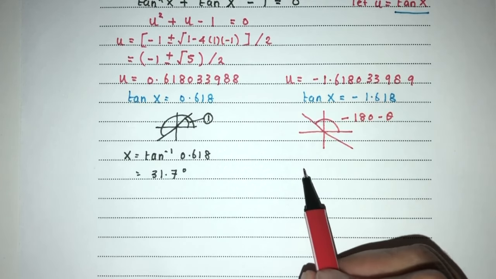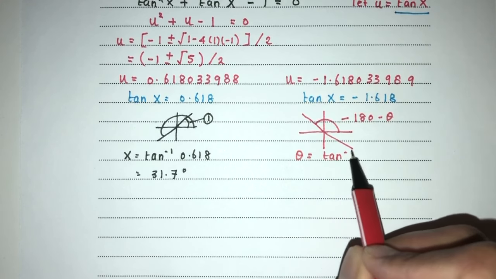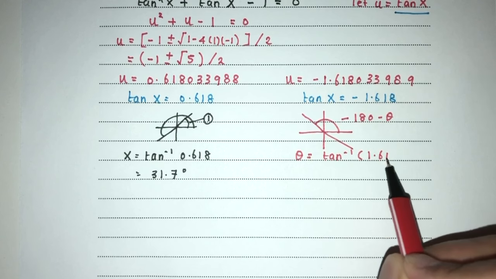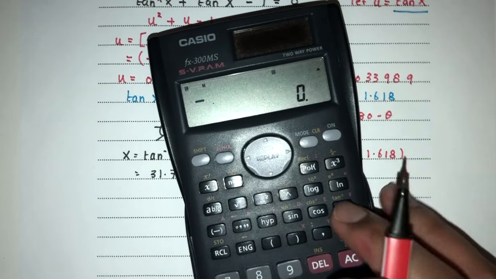So let's first find the value of theta. Theta is not the answer. It is tan inverse of the positive value on the other side. It is not negative here because it is not the answer yet. I'm just using this to help me find the value of x.